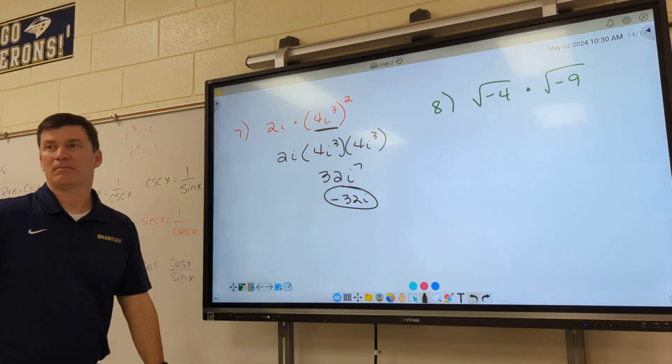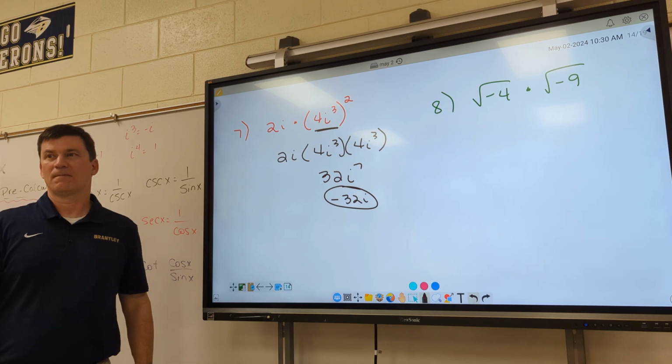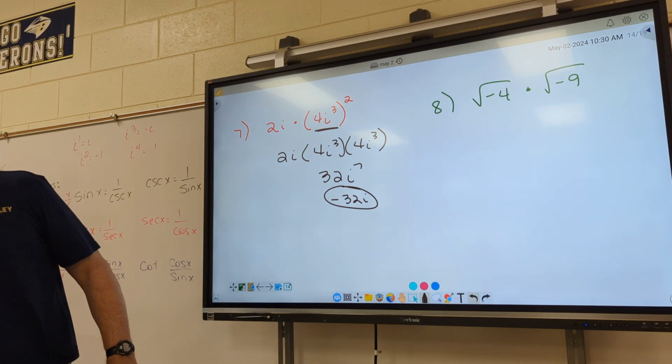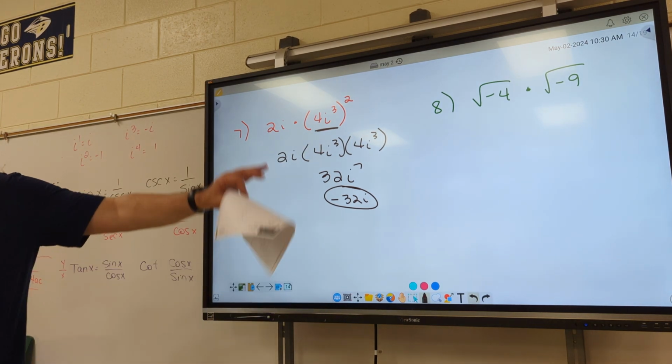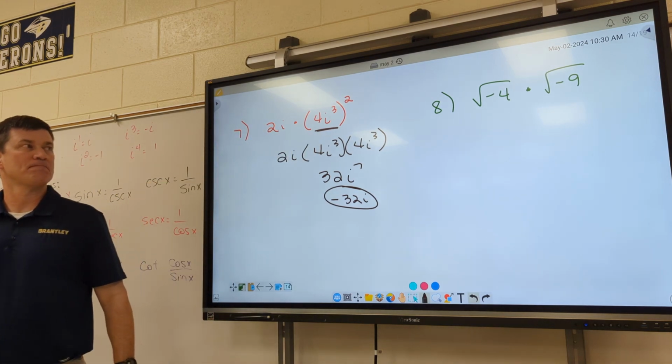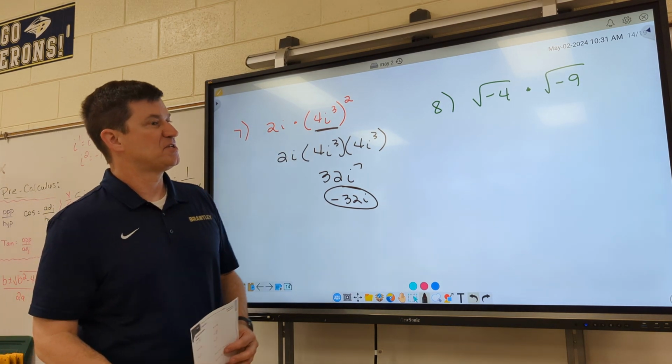If I put it in this calculator, it gives me the answer, so do I have to write it all down? It would be good to show one step.